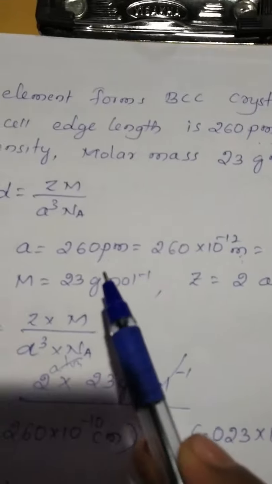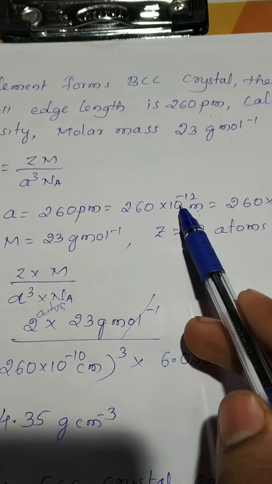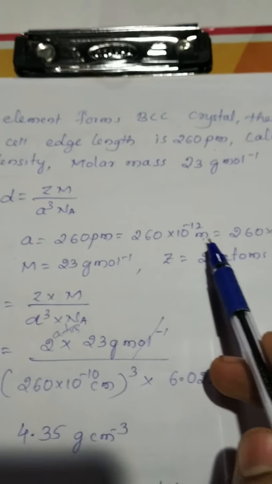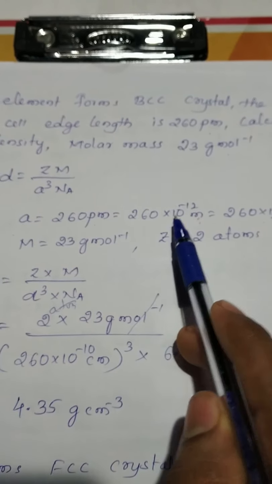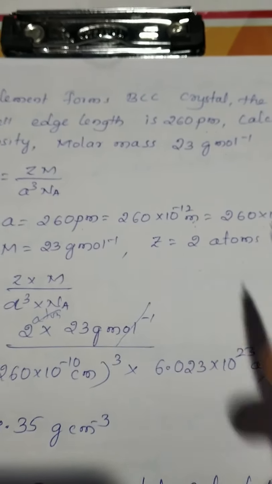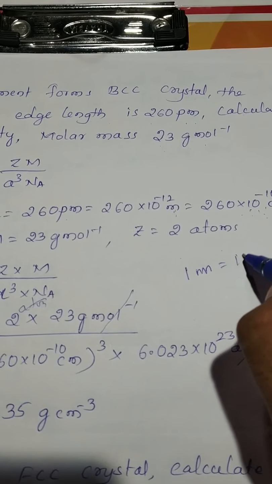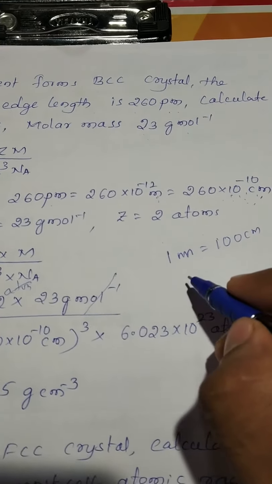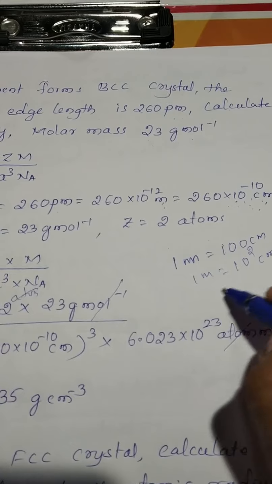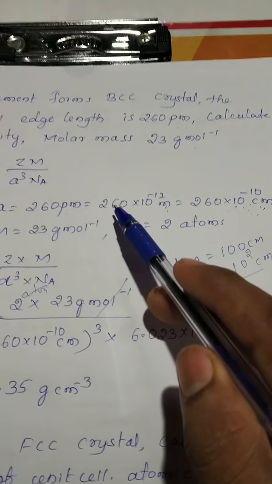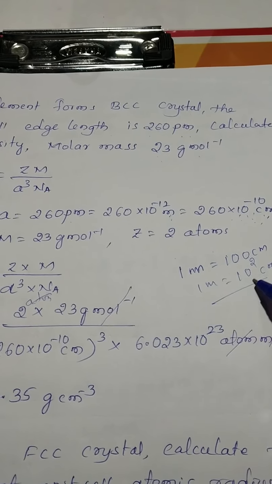As you know, in first year you have studied pico. Pico means 10 raised to minus 12, so I have substituted that, and meter is written as it is. Hence 260 into 10 raised to minus 12 meter. As you already know, 1 meter is equal to 100 centimeter, so we can easily write 1 meter equal to 10 raised to 2 centimeter.